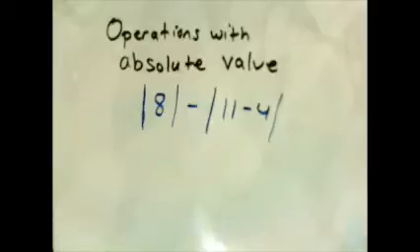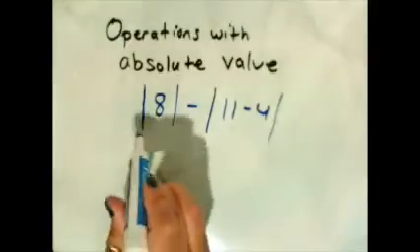Here we're going to talk about absolute values, problems that have multiple operations in absolute values, or maybe even absolute values in absolute values. So first off, absolute value means the distance from zero. So whether you have a negative or positive number, it doesn't matter what direction, it's still a positive distance, right? How far a number is from zero.